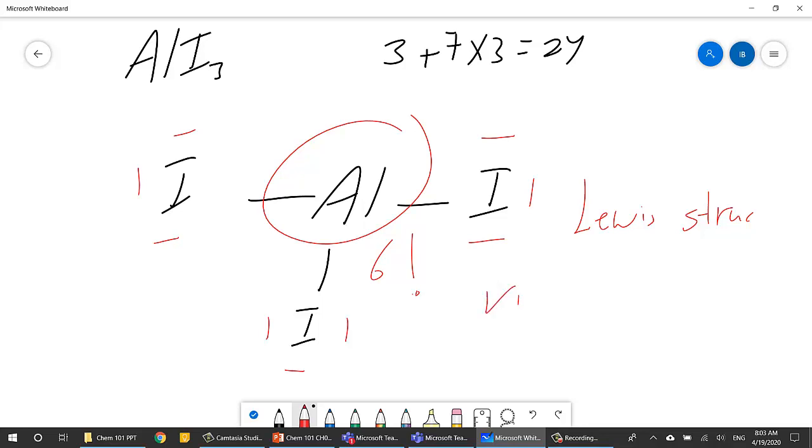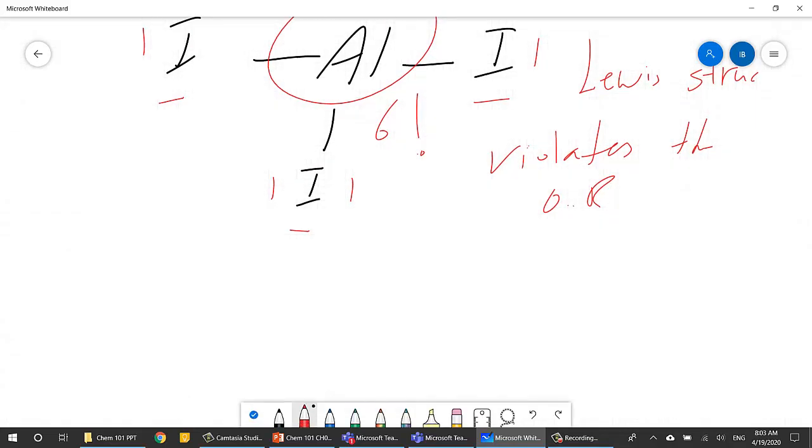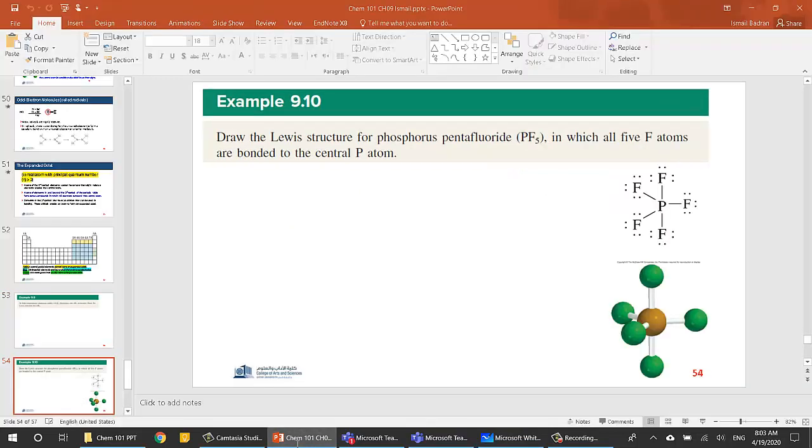It violates the octet rule, but it's the correct Lewis structure because it does not have enough electrons to satisfy the octet rule, and therefore we have to accept this fact. So this is a shortage of the octet rule. On the other hand, we have elements that can exceed the octet rule, just like this one, PF5.